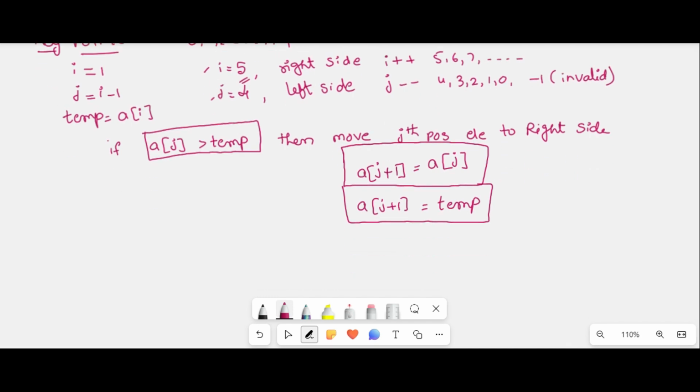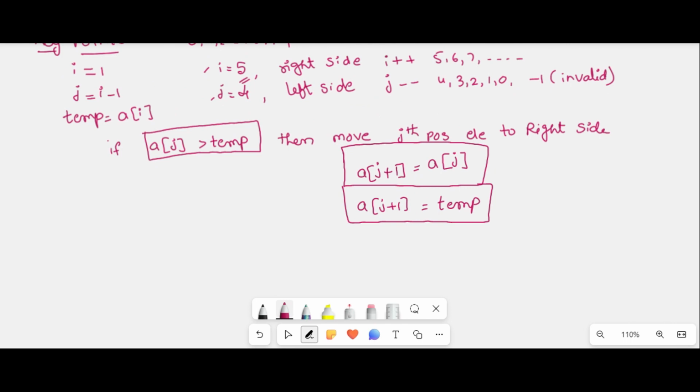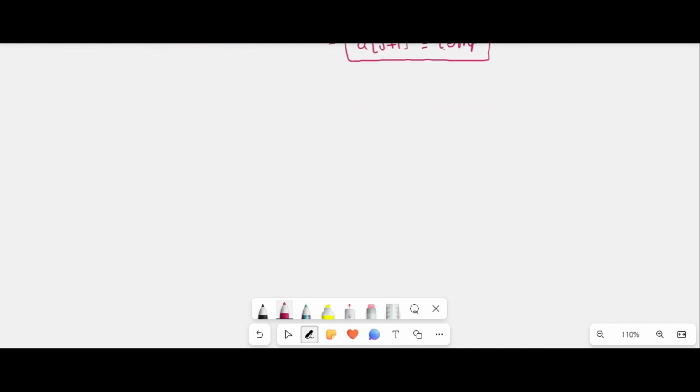So now let us observe these conditions. I am repeating here. If A of J is greater than temp, then move the jth position element towards the right side. If this condition fails, then we will place temp in the J plus 1th position. So now let us start with an example of the insertion sort technique.